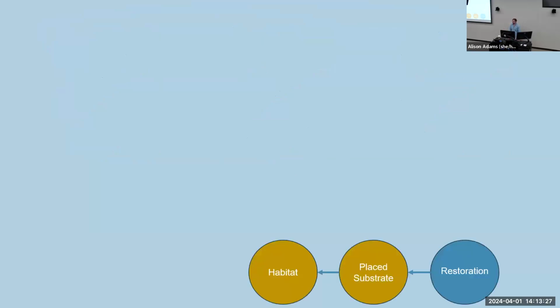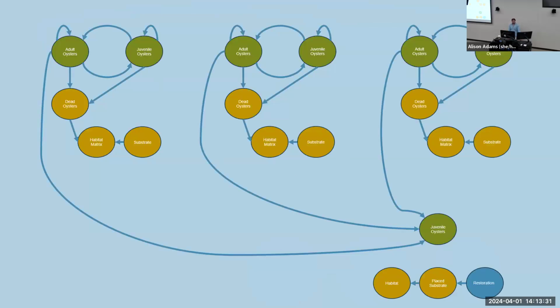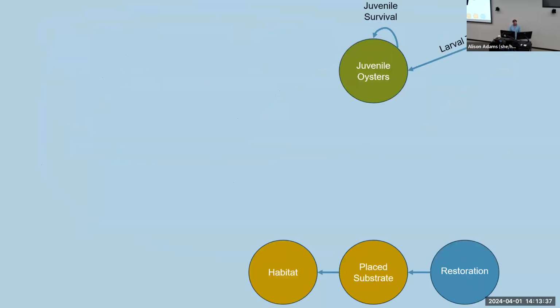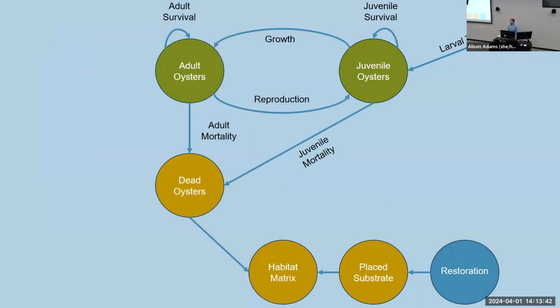If we consider just a spot that doesn't have any suitable substrate, the process of restoration is placing that substrate there. We then hope through some larval dispersal that we can have spat land on these restored sites and create a juvenile oyster stock. That stock can survive and grow and then eventually form the overall population dynamics.